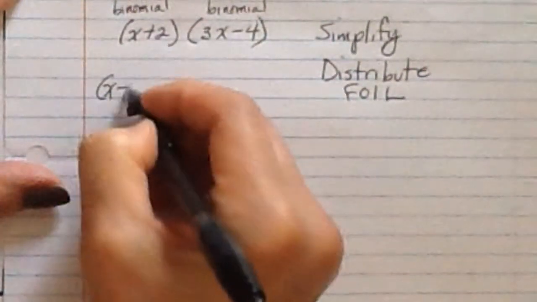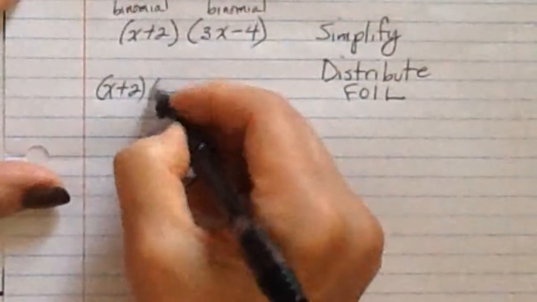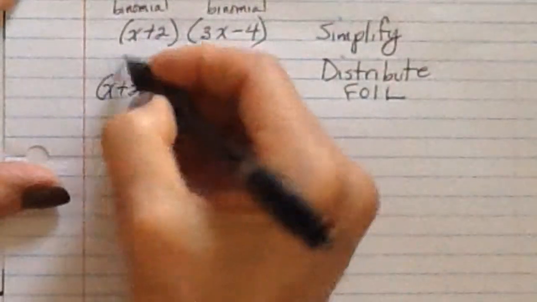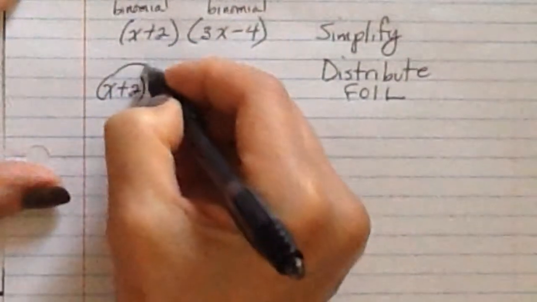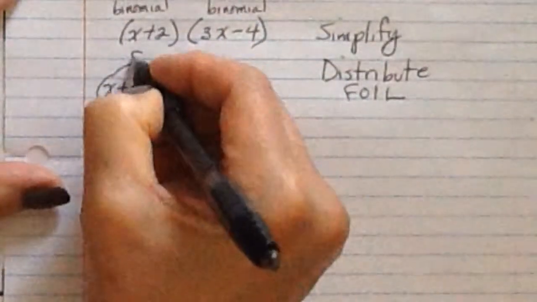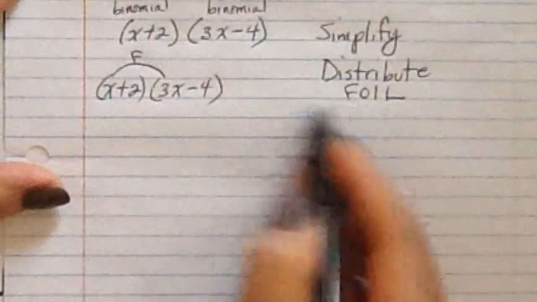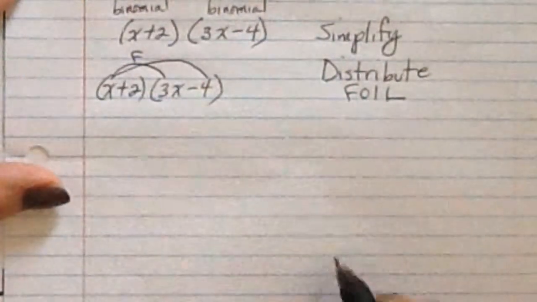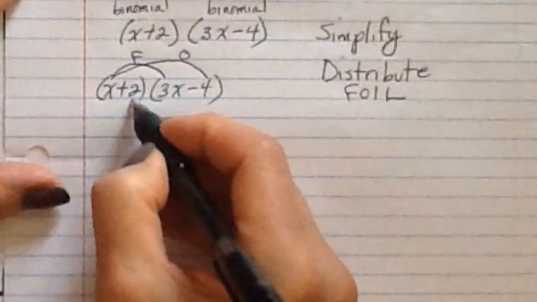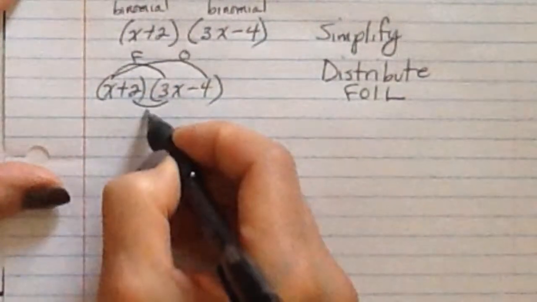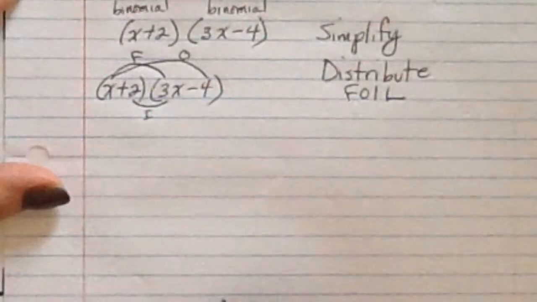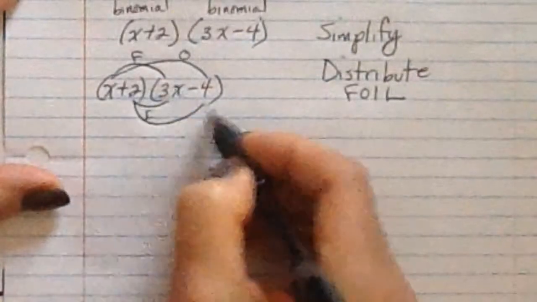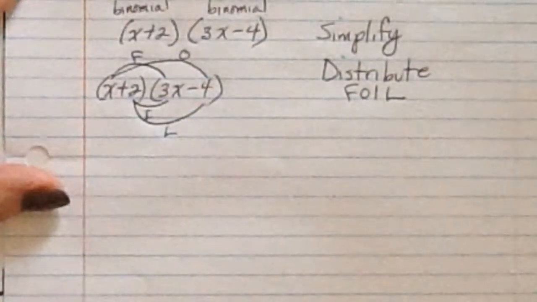I have x plus 2 times 3x minus 4. The F stands for first terms, so I'm going to go ahead and distribute the x to the 3x, first terms. The O stands for outside or outer terms. I am going to distribute the x to the negative 4 here. The I stands for inside or inner terms here. So I'm going to multiply 2 times the quantity 3x, that's fine. And then finally my last terms, 2 times negative 4.